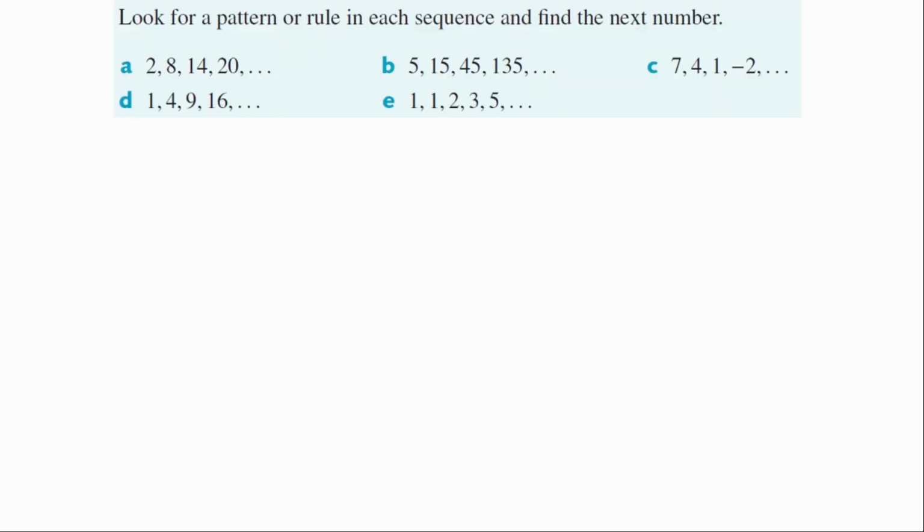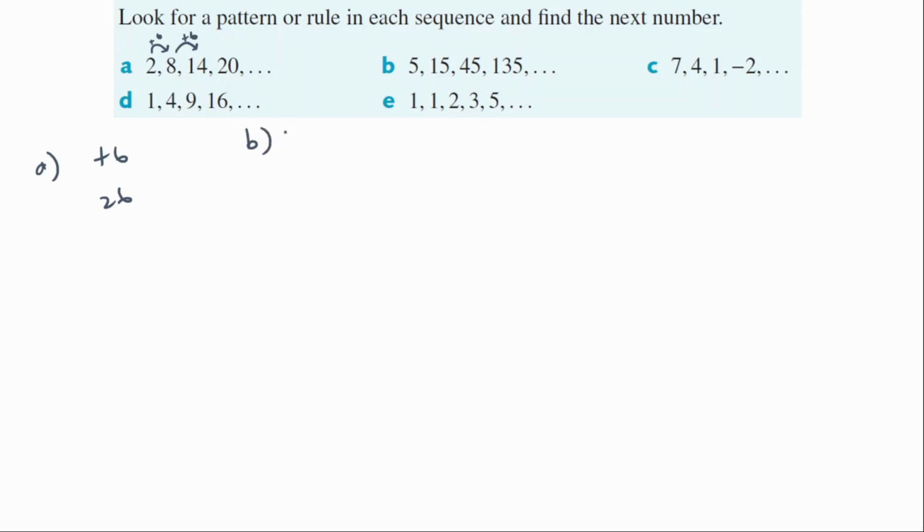Alright, let's have a go at some example questions here. This says, look for a pattern or rule in each sequence and find the next number. So for question A, the pattern would be add 6 each time. To get from 2 to 8, it's plus 6. 8 to 14 is plus 6. So the pattern would be plus 6, and the next number would therefore be 26.